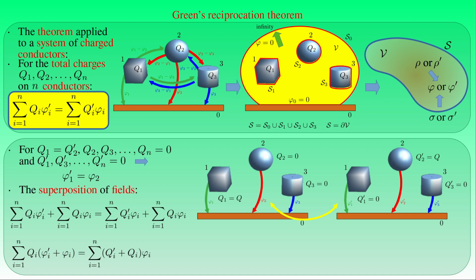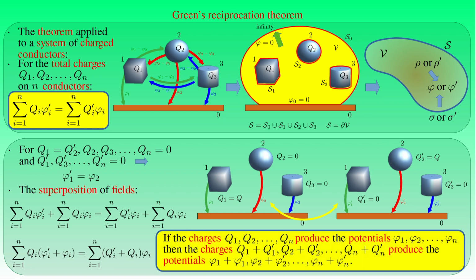By comparing the result with the equation in the theorem, we can see that if the charges Q1, Q2, ..., Qn produce the potentials phi 1, phi 2, ..., phi n, then the charges Q1 plus Q'1, Q2 plus Q'2, ..., Qn plus Q'n give the potentials phi 1 plus phi' 1, phi 2 plus phi' 2, ..., phi n plus phi' n. This consequence shows that many problems in electrostatics can be solved by superimposing the solutions of known problems.